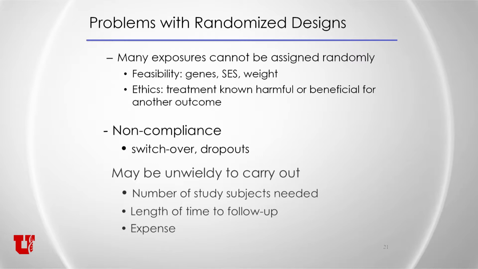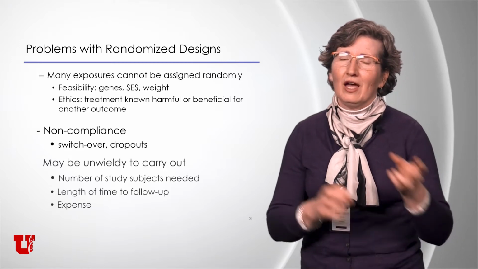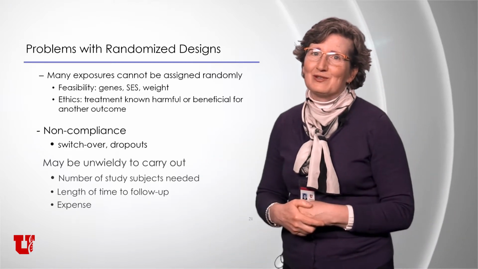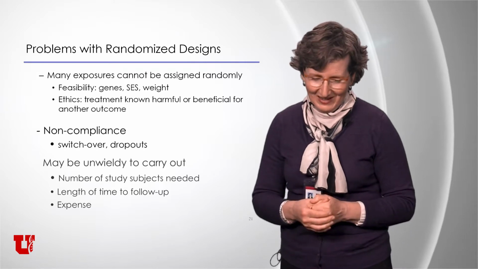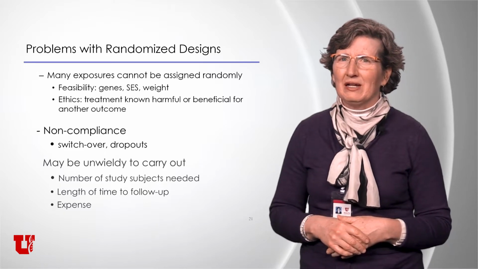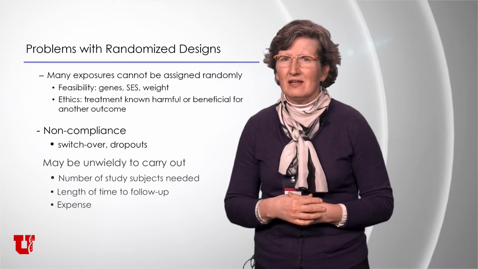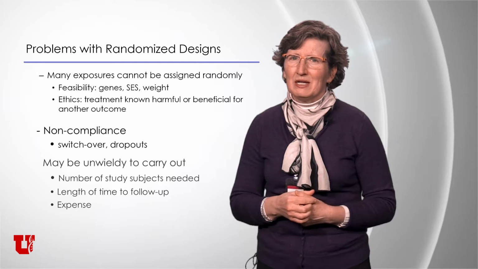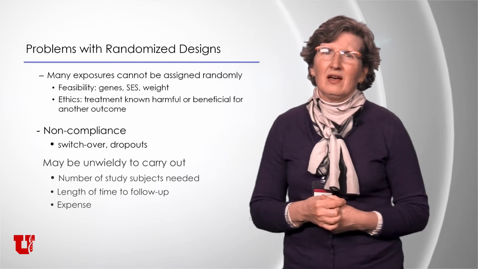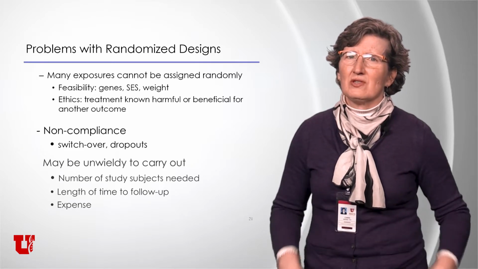SES, as we in epidemiology and people in social sciences say, meaning socioeconomic status. You can't really randomize someone to be born in one household and someone else to be born in another household. That's really not going to fly. That's not in your control. You can't usually randomize people for something like body weight. If we want to know the health effects of obesity and overweight, we can't really randomize people to one of those conditions. So feasibility is one reason why not all cause and effect questions are addressed with randomized trial.